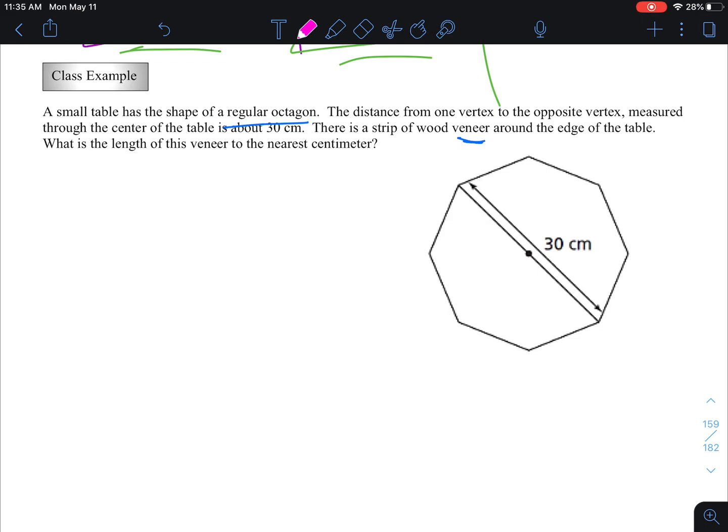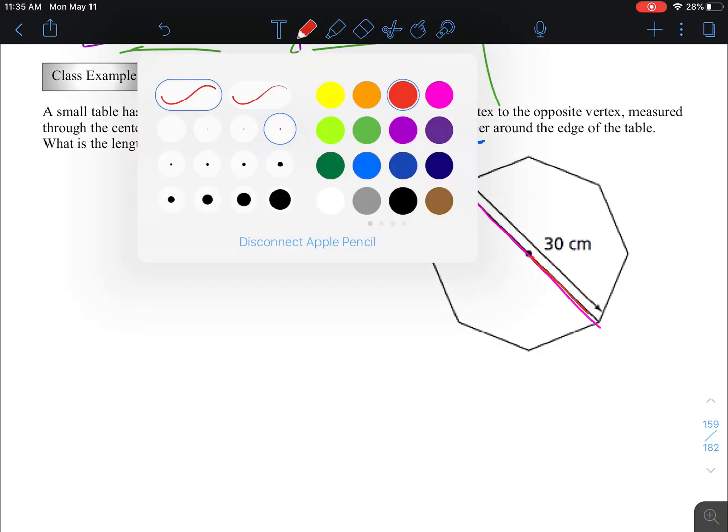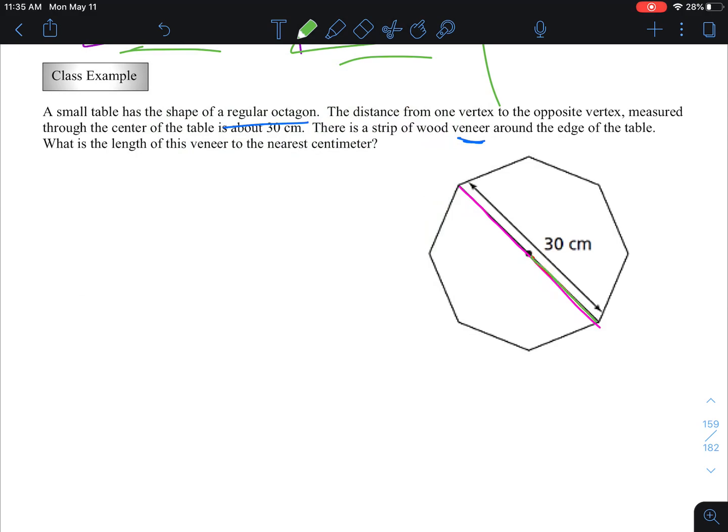Okay, so again, the whole distance from here to here is 30, right? That was given to us for a reason. So it's fair to say if that whole distance is 30, half of that is going to be 15. Right, makes sense. And since it's a regular polygon, this distance here would also be 30, meaning that this distance just here, from this vertex to the center, would also be 15.